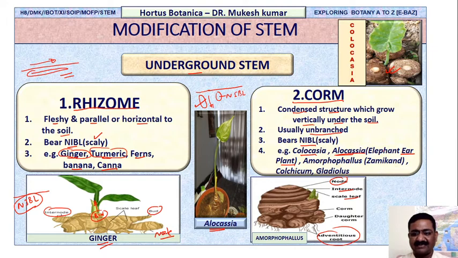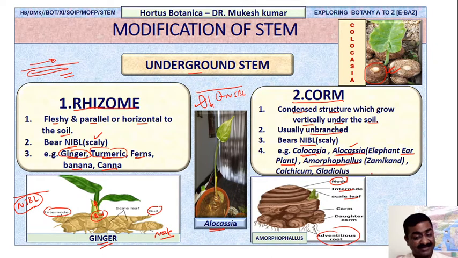Yes, it appears as the elephant ear plant, alocasia. Fine. But whenever we talk about colocasia, it is also called the elephant leg plant, because you will find its lower structure, the stem, appears like a very thick, vertical structure. So it's called the elephant leg plant, and alocasia is called the elephant ear plant due to its leaf, isn't it? Now another, we have the amorphophallus.